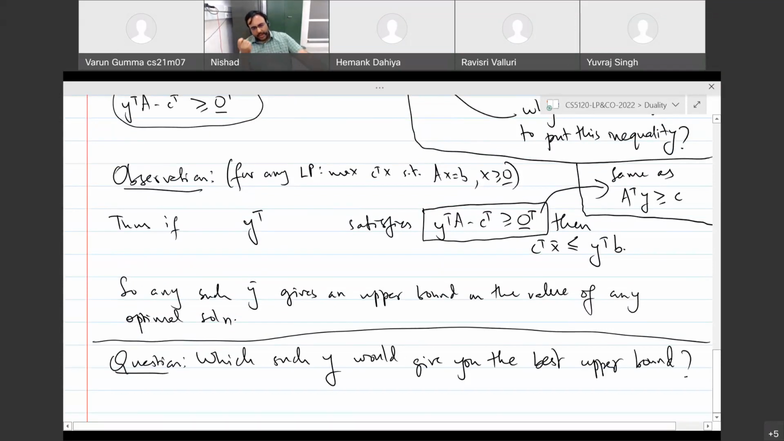Supposing you want to find a Y. I'm not asking the algorithmic question. I'm asking the more philosophical question, if I may. So you are trying to find a vector Y which satisfies A transpose Y is at least C, and you want this vector Y to give you the best possible upper bound. So what should you be doing? Is there something you should be optimizing?